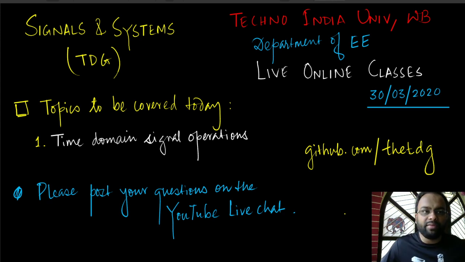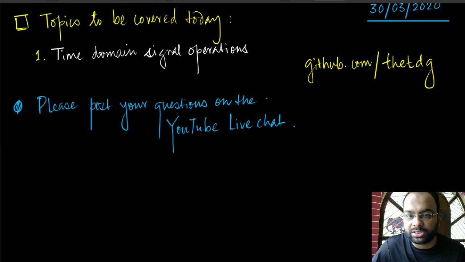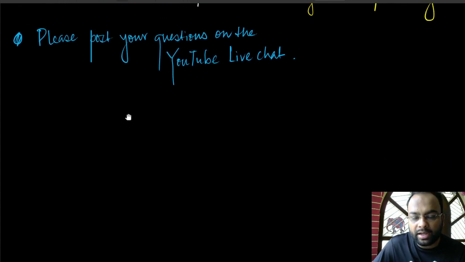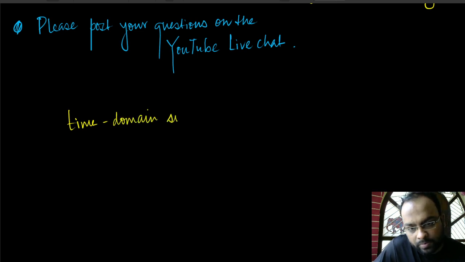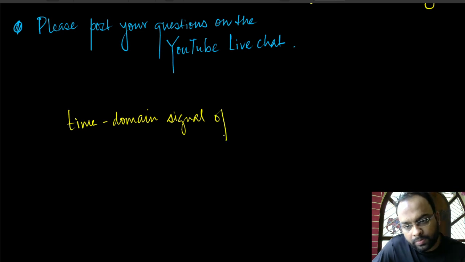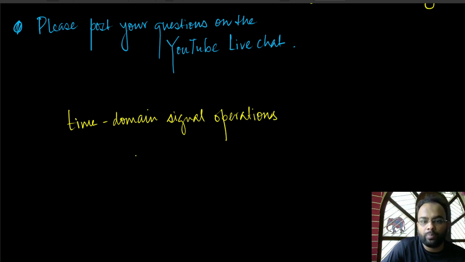Right. So I believe we should start today. Today in this class we shall be talking about time domain signal operations. This is our topic of discussion today. Right off the bat, time domain signal operations can be divided into two specific categories. The first category is operations on the amplitude of a signal.